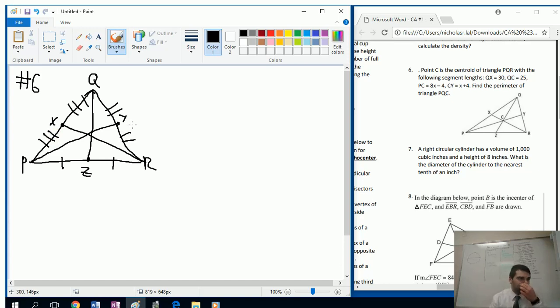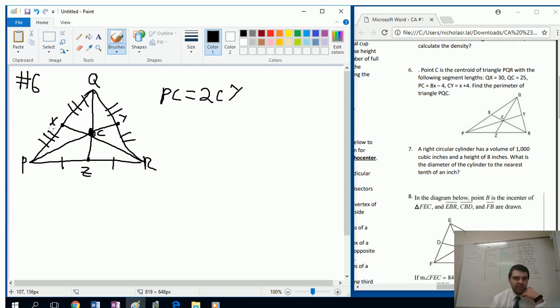Another thing we got to know is that PC is equal to 2CY. And I'm sorry, let's call the center C. So PC is equal to 2CY. This is just a property of centroids you have to know, that the distance from the vertex to the center compared to from the center to the midpoint is twice as long. All right. So PC is equal to 2CY.